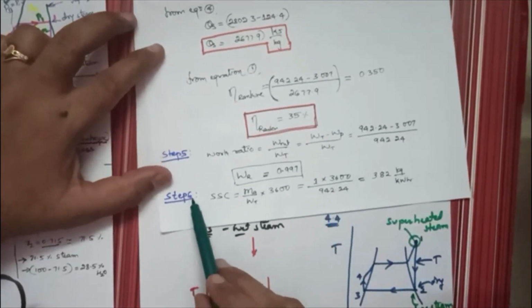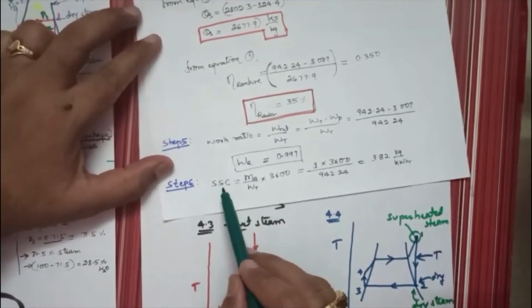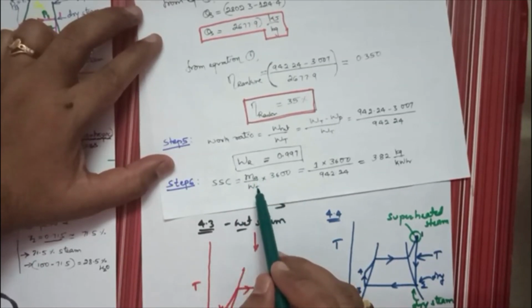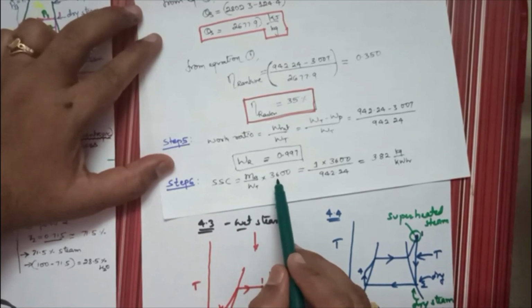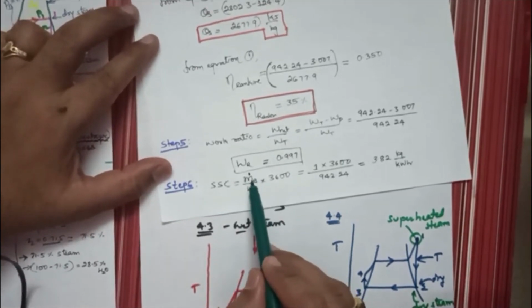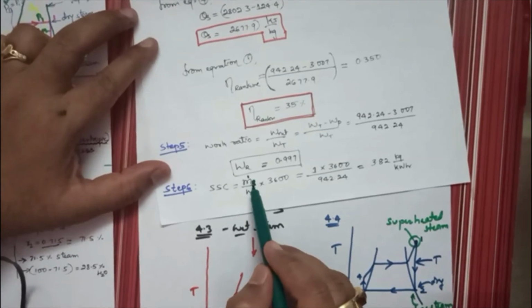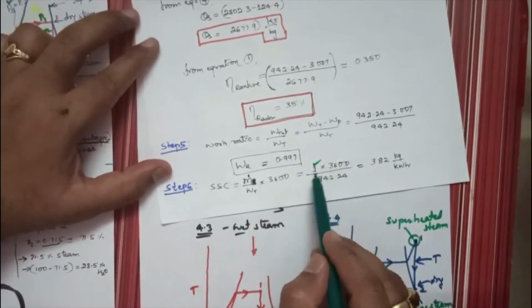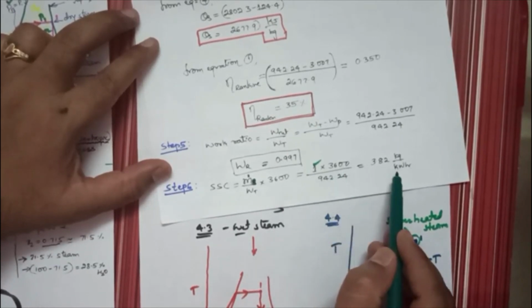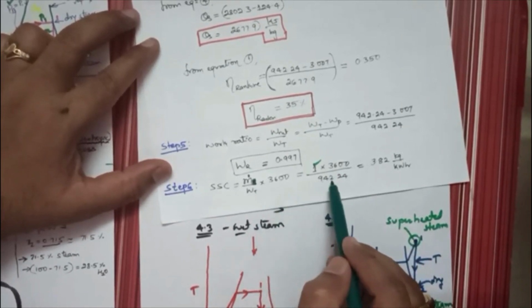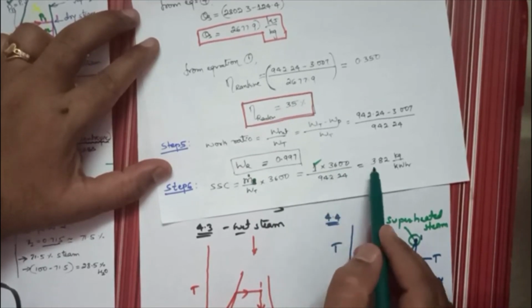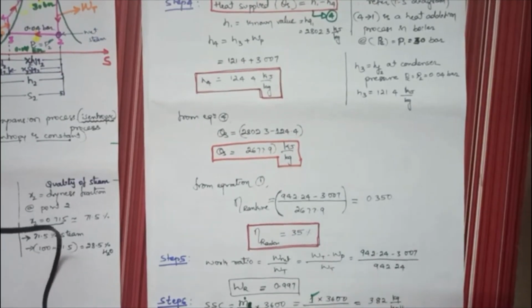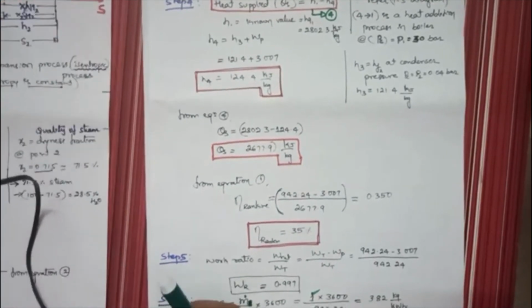And step number 6 is specific steam consumption, that is M dot S divided by WT into 3600. Has he given mass flow rate of steam here? M dot S? No, he has not given anything. So take 1. So 3600 is for converting into per hour. So WT is 942. So substitute these values, simplify, you will get 3.82. So these are the answers. These are the steps involved in solving numericals.